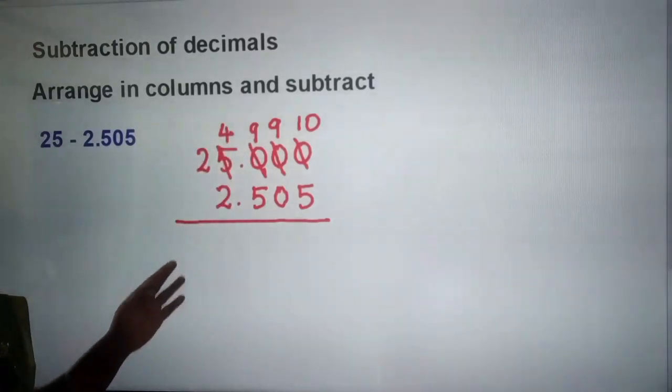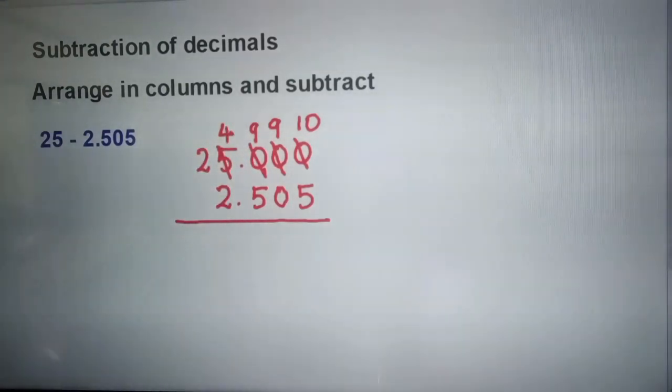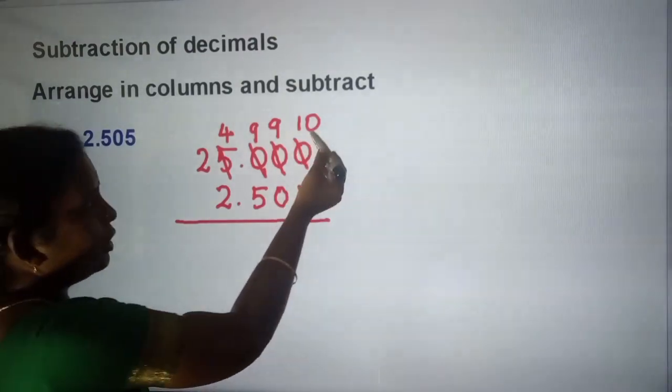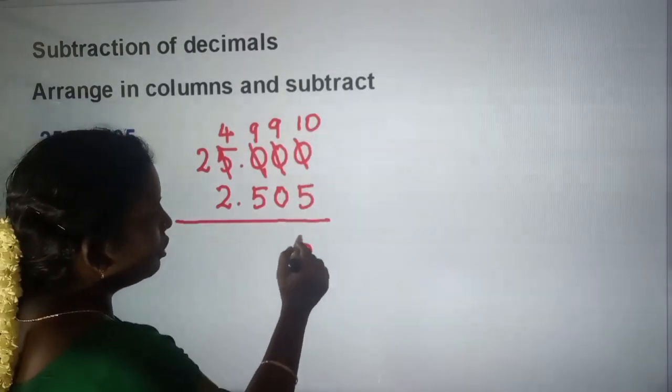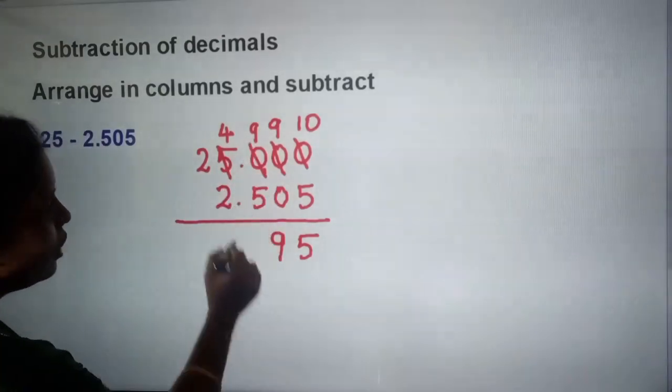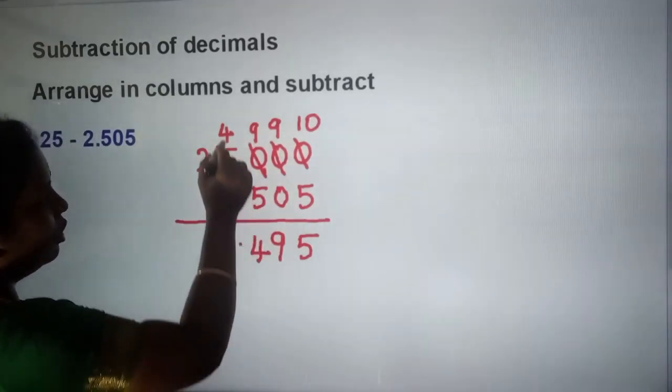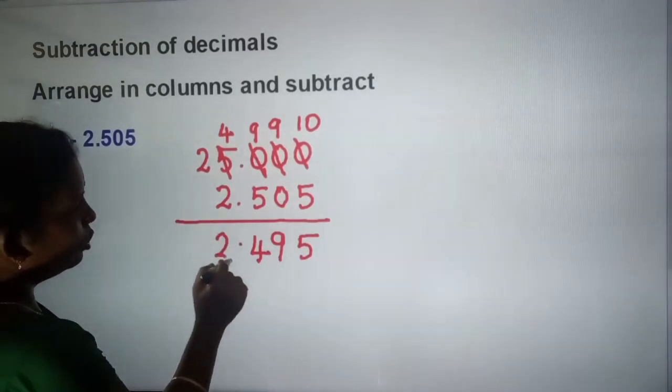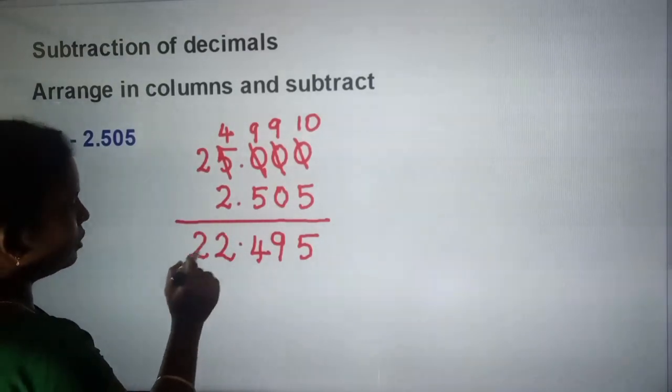This grouping we have already seen in grade 3 and grade 4, children. Hence I have done it as it is. 10 minus 5 is 5. 9 minus 0, 9. 9 minus 5, 4. Then 4 minus 2, 2. This 2 will come as it is.